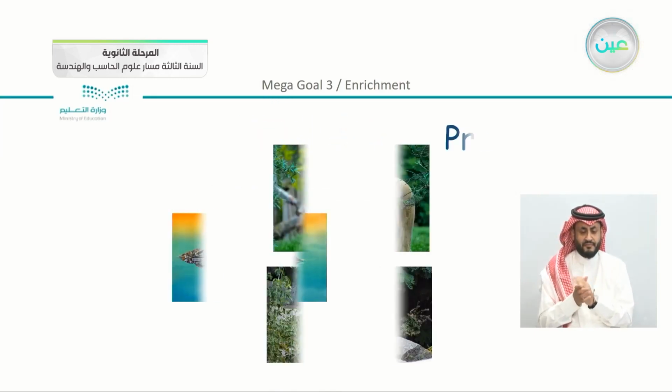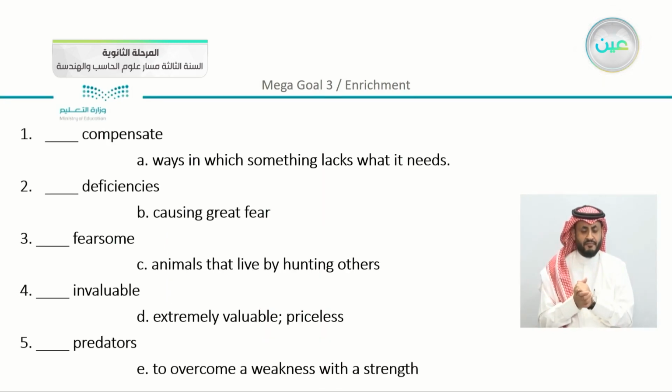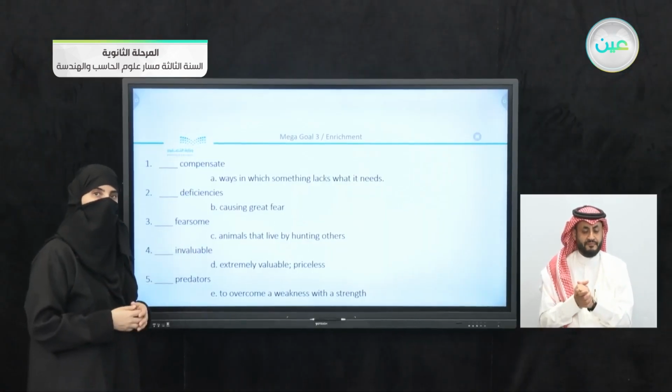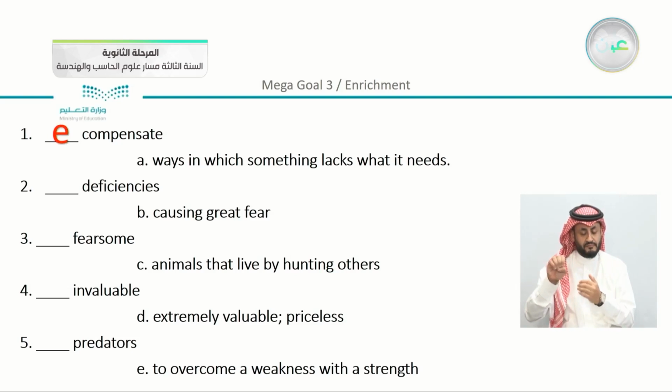Invaluable, and we have, okay, so these are predators as we mentioned in our lessons. Now going back to the exercise, you can just do the exercise with me here. Now we have the first one, compensate. Now we said that compensate, yes, we have here to overcome a weakness with strength. Deficiencies, ways in which something lacks what it needs. We have here fearsome, B, causing great fear. Invaluable, we have here extremely valuable, and predators, if you remember, animals that live by hunting others.